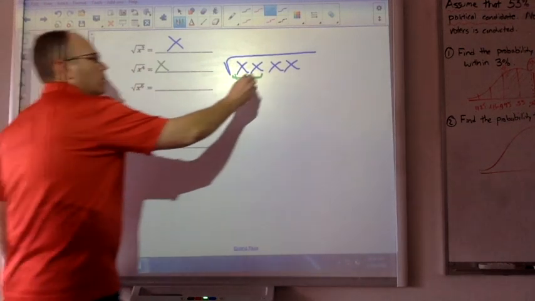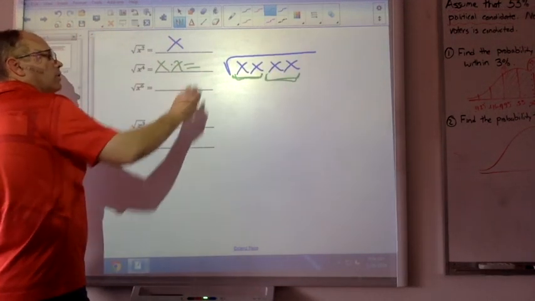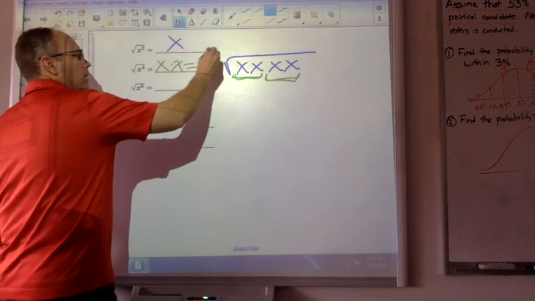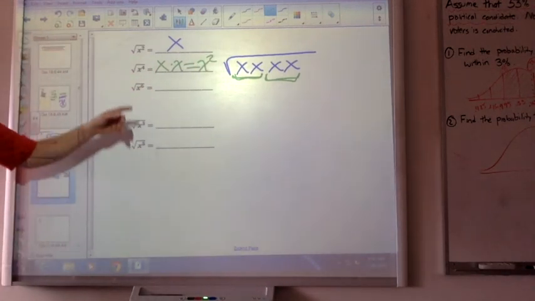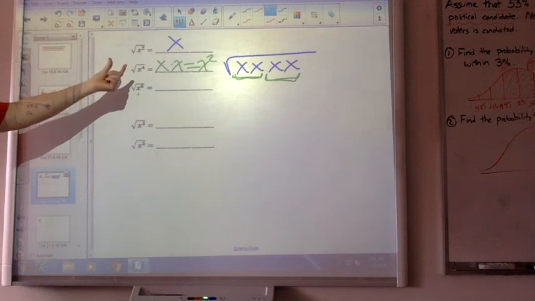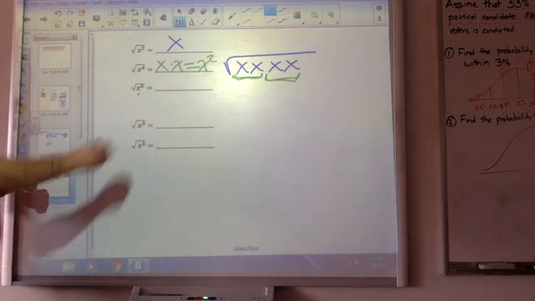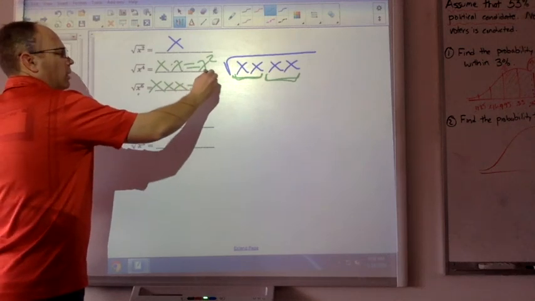X. What's the square root of x squared? X. What's x times x? X squared. So the square root of x to the fourth is x squared. Let's see if we can figure this one out. How many x's are listed all in a row? 6. So if I take 2 of them at a time, take the square root of 2 at a time, I get an x, and an x, and an x. So that gives me x to the third.